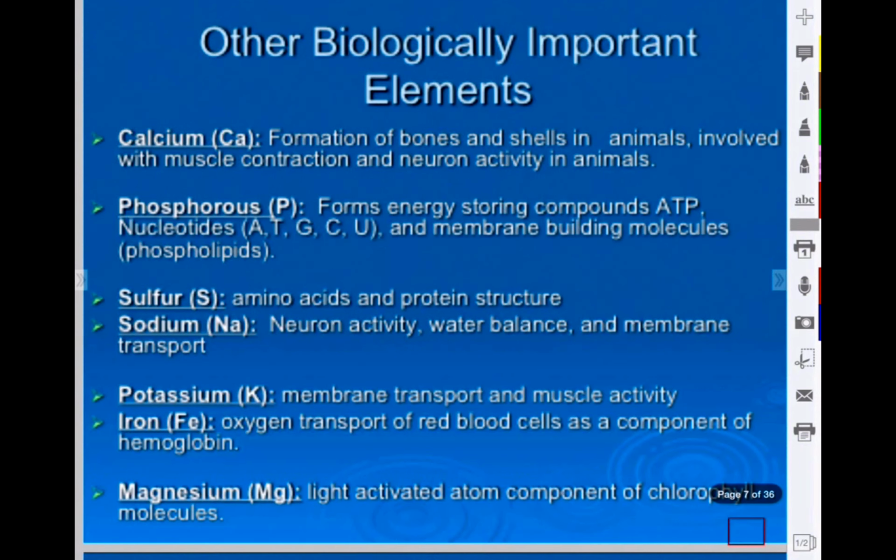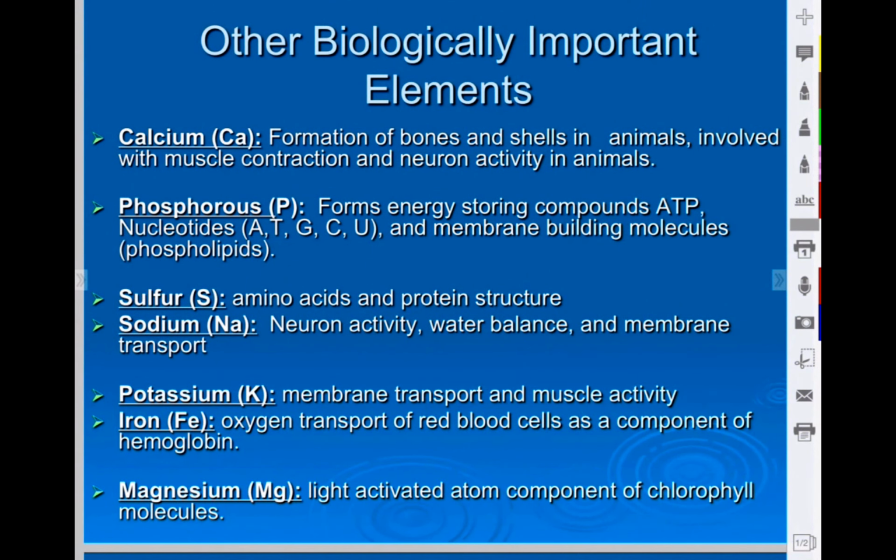Okay. Here we go. As far as biologically important elements, your bones are comprised of calcium. There's a fair bit of phosphorus in your bones. Your DNA is full of it. The energy compound called adenosine triphosphate, that's the main energy source in your body, believe it or not. It's almost exclusively a phosphorus storing compound.